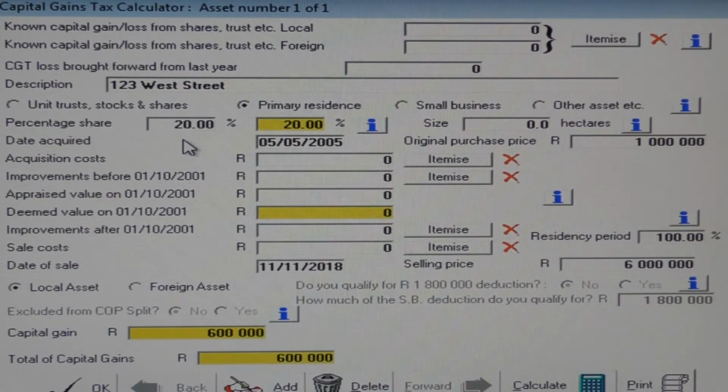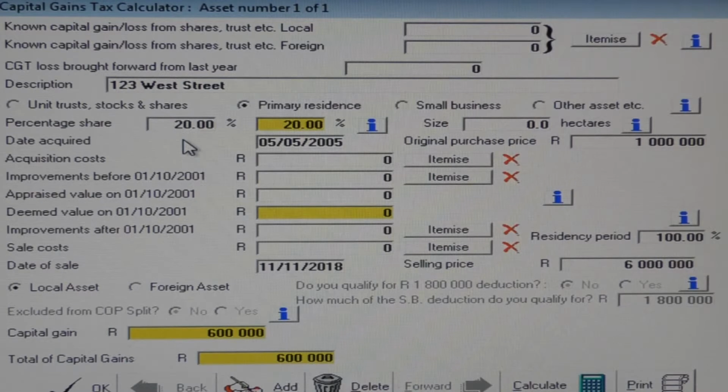Now let's discuss partnerships, and I'm not talking about community of property splits here. I'm talking about actual partnerships owning an asset. We can use this very example on the screen right here. What if 5 young people come out of varsity and buy a house together? They all live together in the house and it is their primary residence. They each have a 20% share. What happens when they sell the house one day?